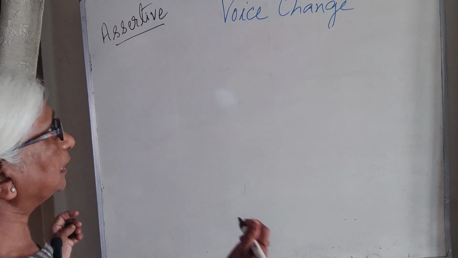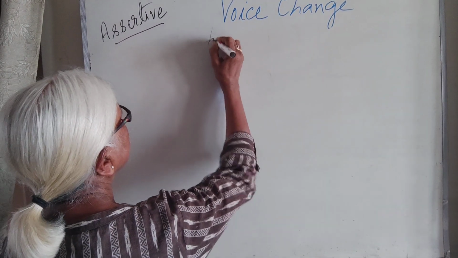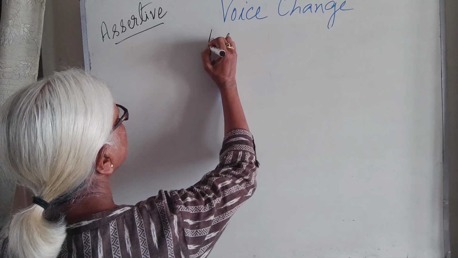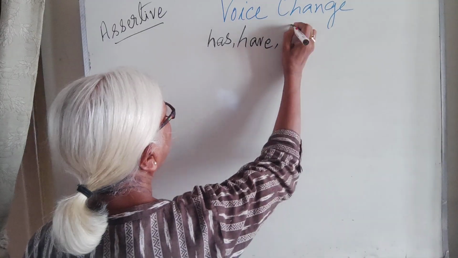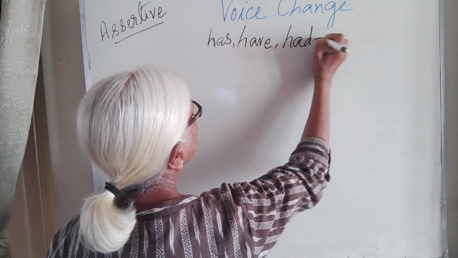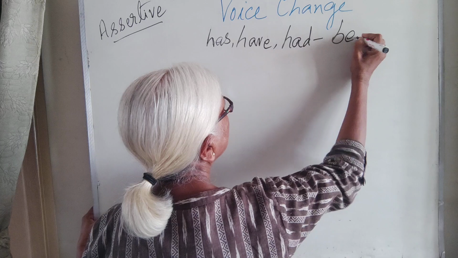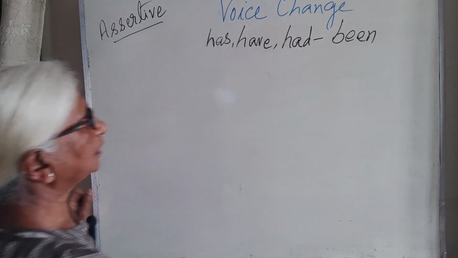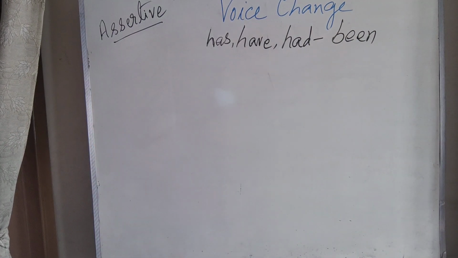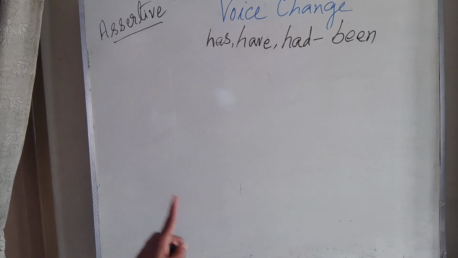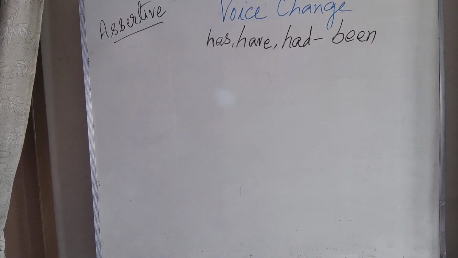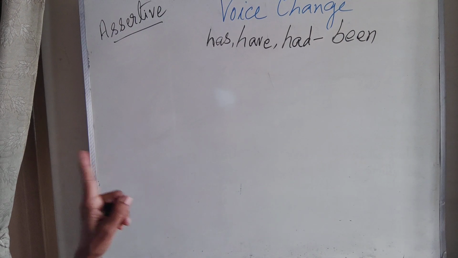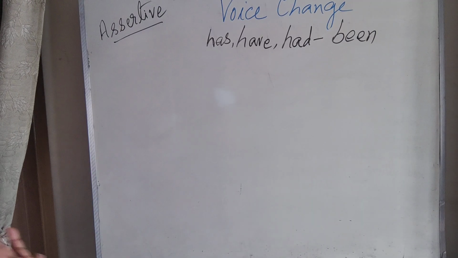The most important thing is whether it is has, have, present, or had, we need been. B-E-E-N. Okay? B-E-E-N. Been. This is another support for the perfect tenses. Just as we had being as support for the continuous tense, similarly we have another support here, B-E-E-N, for the perfect tense.